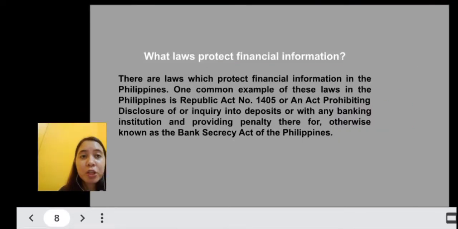What laws protect financial information? There are laws which protect financial information in the Philippines. One of the common examples of these laws is Republic Act Number 1405, or an act prohibiting disclosure of or inquiry into deposits with any banking institution and providing penalty therefor, otherwise known as the Bank Secrecy Act of the Philippines.